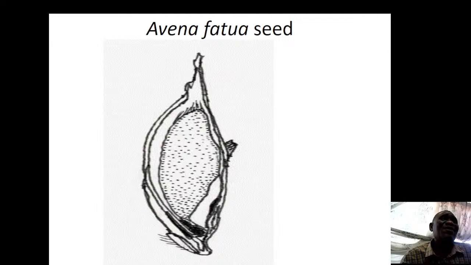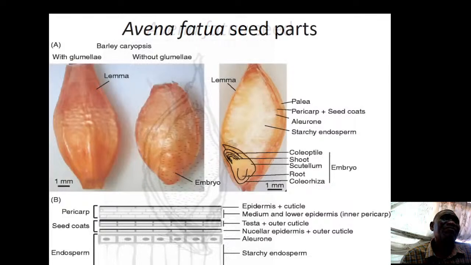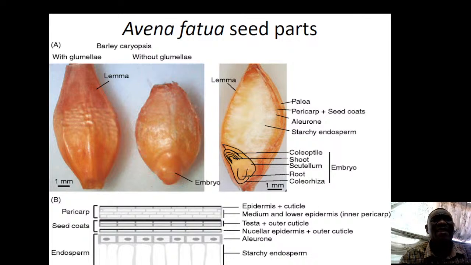So this is the seed of Avena fatua. We are not really interested in the parts or naming of these. But here we just want to show that it is the outer part which is very strong, which cannot allow gases or water to penetrate.